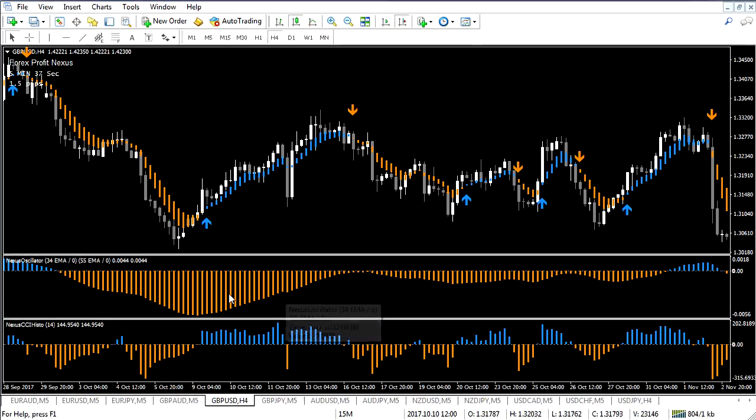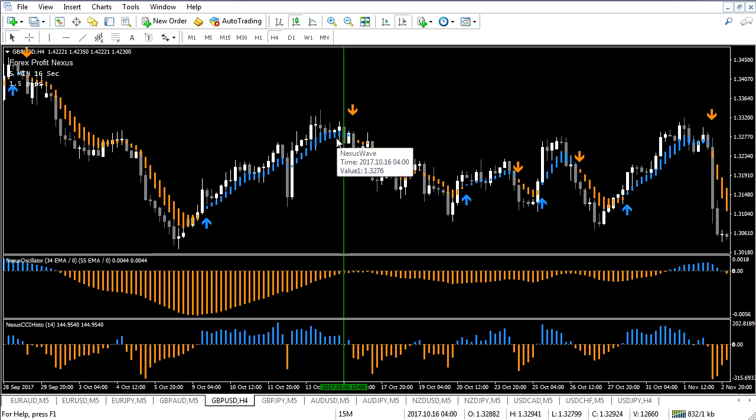So we want to have an orange oscillator and a blue CCI. What we're looking for now is for the CCI to turn orange, and that would be in the same direction as the oscillator. And when that happens, we have a signal to go short. So what we've got is the first signal to go short right here. Now, this is 2 candles earlier than the wave.